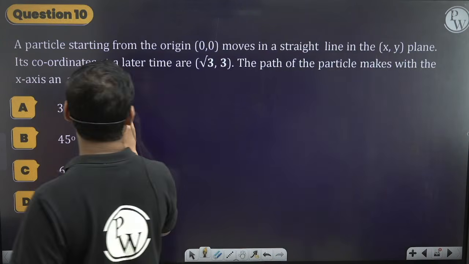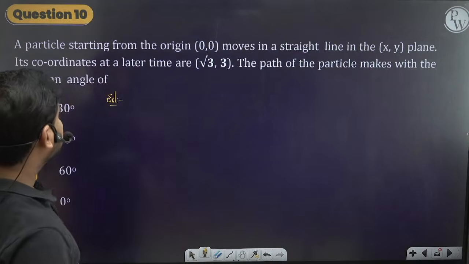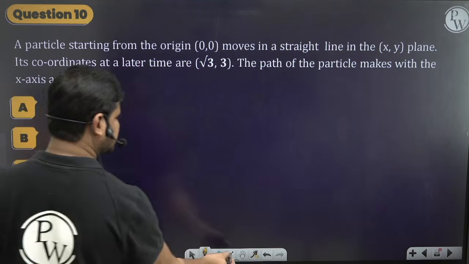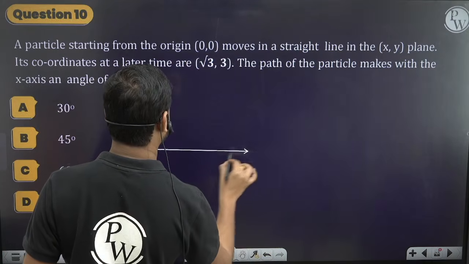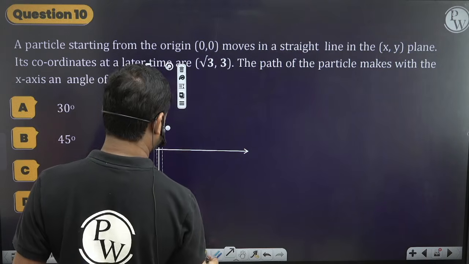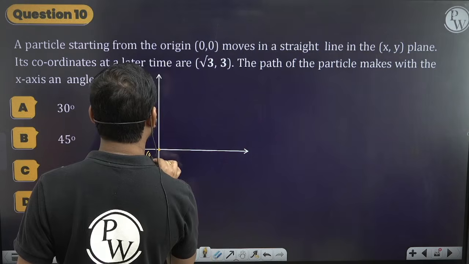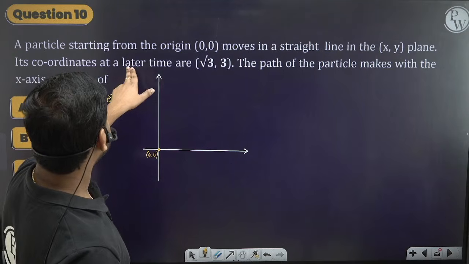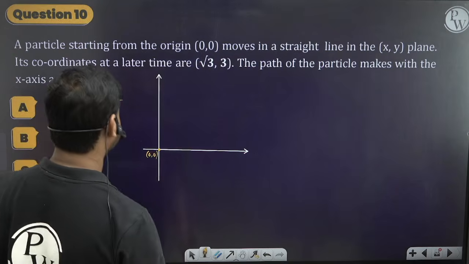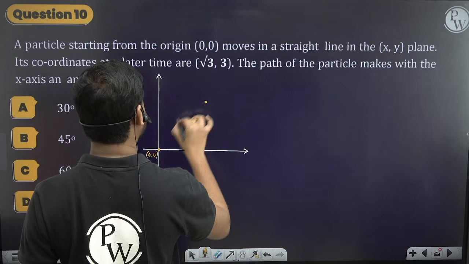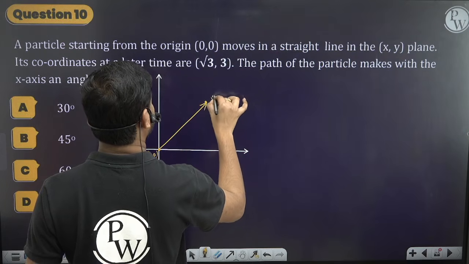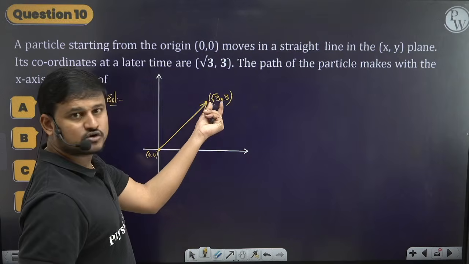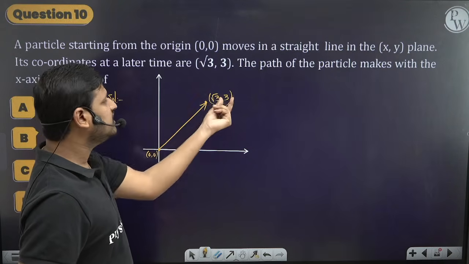What does the question say here? A particle starting from the origin moves in a straight line in the xy plane. So first consider the xy plane. A particle starts from the origin, with coordinates 0, 0, and moves in a straight line in the xy plane. Its coordinates at a later time are √3, 3. So let's suppose the body has moved till here in a straight line, making the coordinates √3, 3 after some time. That means in the x it has traveled √3 units, and in the y it has traveled 3 units.